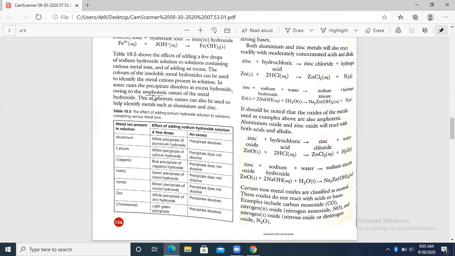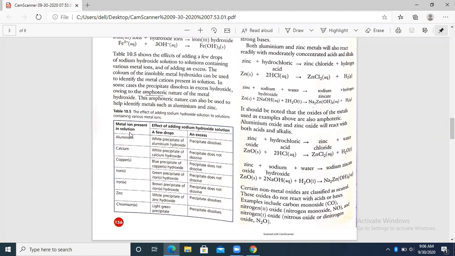You know, amphoteric means they will show the properties of both acids and alkali. Such types of substances are called amphoteric. Amphoteric nature means they can show both properties, properties of acids and properties of alkali. This amphoteric nature can also be used to help identify metals such as aluminium and zinc. Okay, we can just go through the table.